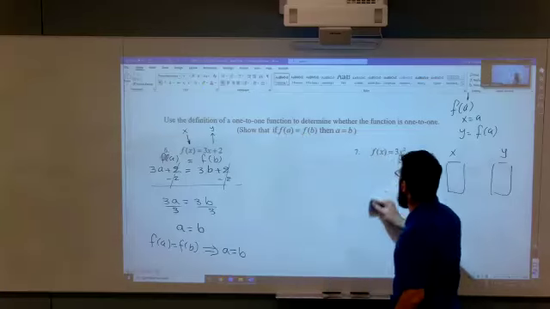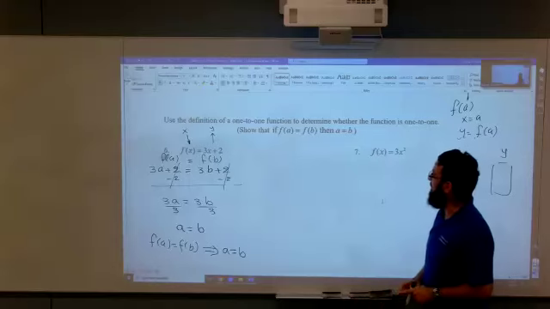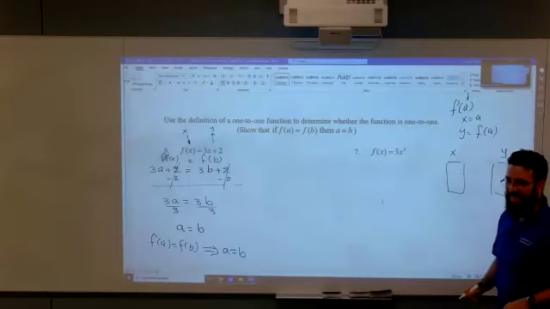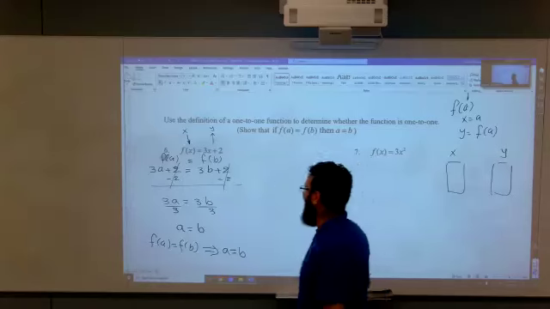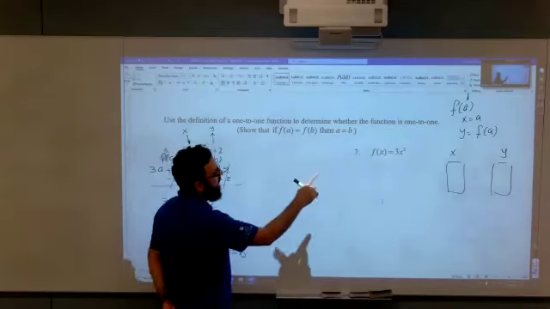Let's do the other example. Number 7 is not. It's not. The exponent, and a negative times a negative is a positive. Let's do the same thing.